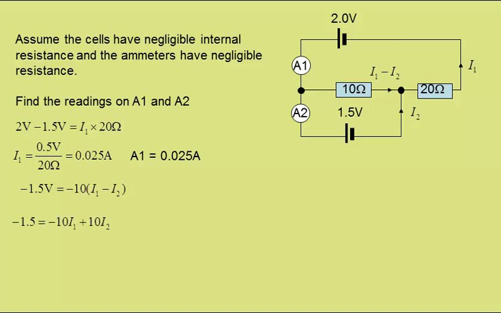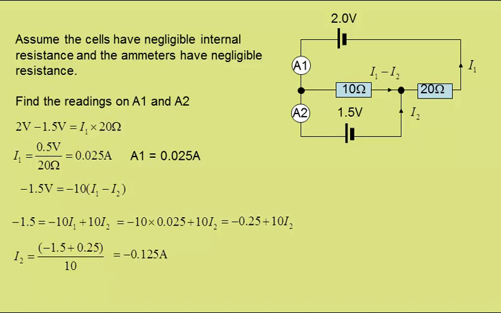We can expand out the brackets, put in the value we've just found for ammeter 1, and simplify to give current 2 as minus 0.125 amps. This is the reading on ammeter 2.